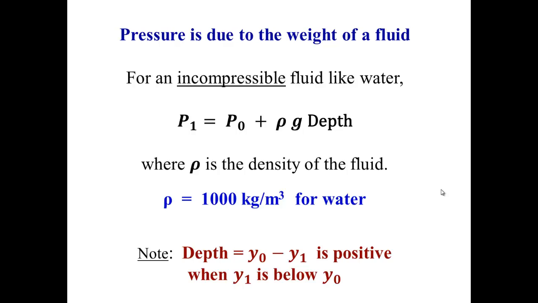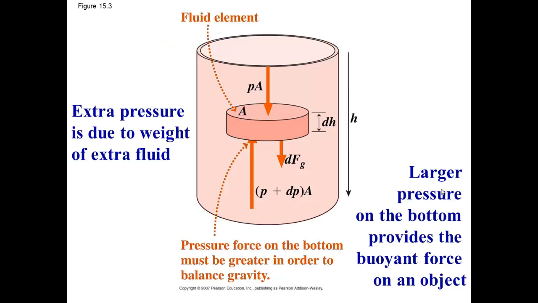The symbol rho is a standard symbol for density, for mass density in particular, and the density of water is 1,000 kilograms per cubic meter, that is 1 ton per cubic meter. The reason you have to have a greater pressure is because the pressure from below has to hold up that little block of fluid that's shown in this diagram from figure 15.3 in the textbook. That extra pressure is simply due to the weight of the extra fluid above you. It's also the case that the larger pressure on the bottom provides the buoyant force on an object.